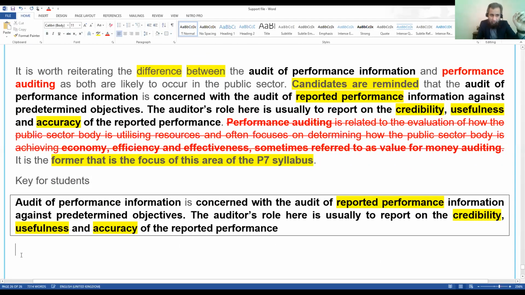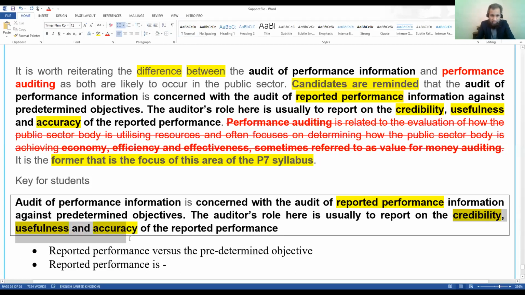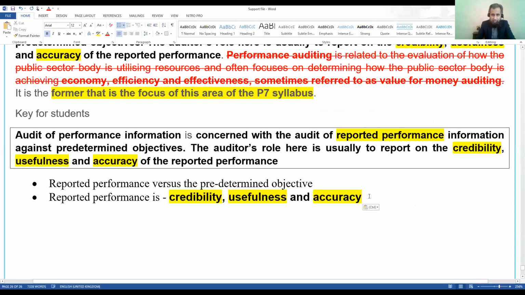So what are we doing in the audit? Number one, we are doing the audit of the reported performance versus the predetermined objectives to ensure that the reported performance is credible, useful, and accurate. Credible, useful, and accurate. Control C, Control V. So that's your objective. Now let me give you some examples quickly and wrap it up.